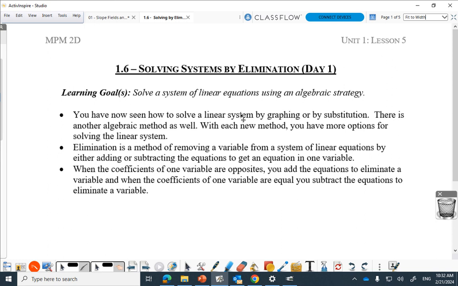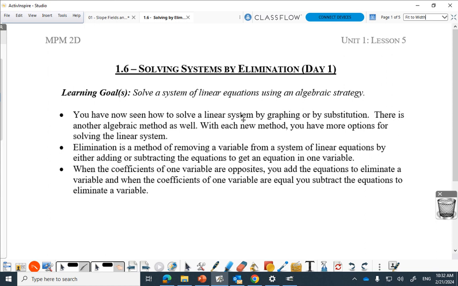Okay. Solving by elimination, day one. Hopefully that doesn't scare you, that day two is coming. You know when there's a day one and a day two, could be trouble. So our goal: solve a system of linear equations using an algebraic strategy.